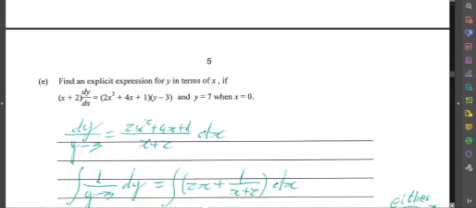Let's see. Find an explicit expression for y in terms of x if. So again, I've got a differential equation. What do I need to do here, guys? I need to isolate y's with y's, x's with x's, yes? So I move this x plus 2 to the other side, it goes underneath, yeah? Because here it's multiplied, I move it to the other side, it becomes divided.